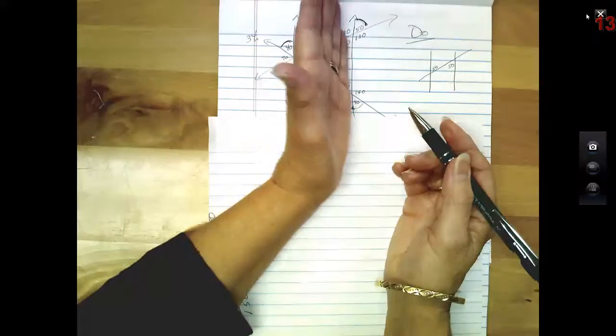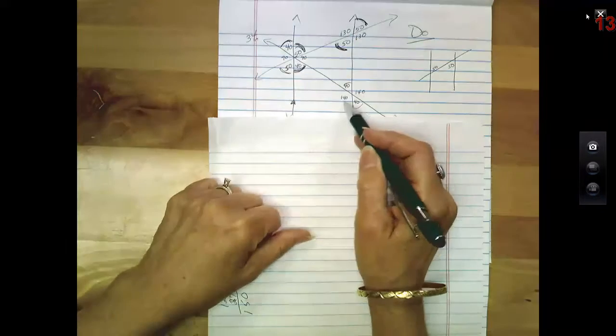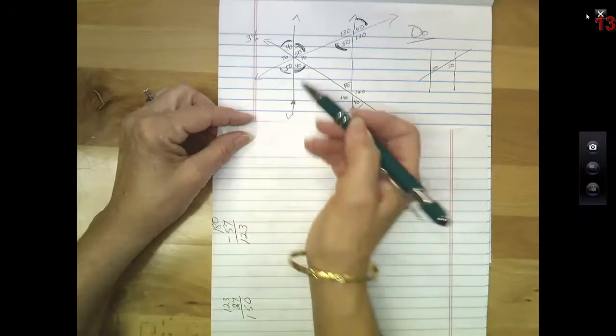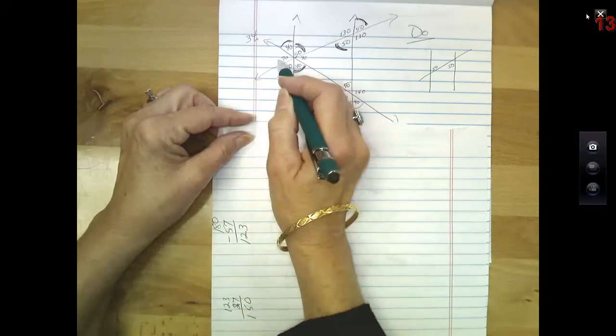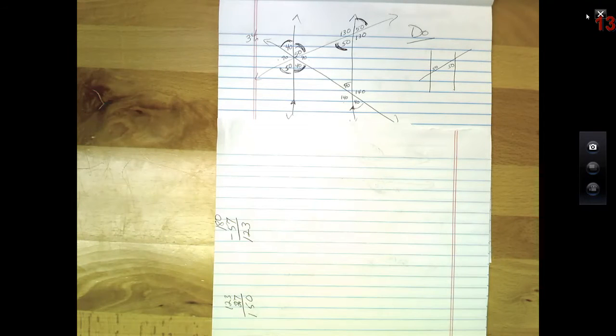Then there's a straight line. So 40 and 140 is 180. That one and that one are vertical, so they're the same. This one was 90, then that one is 90. So forth and so on. But anyway, always draw it, put all the numbers in.